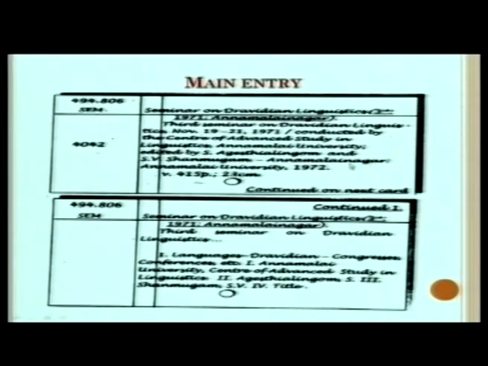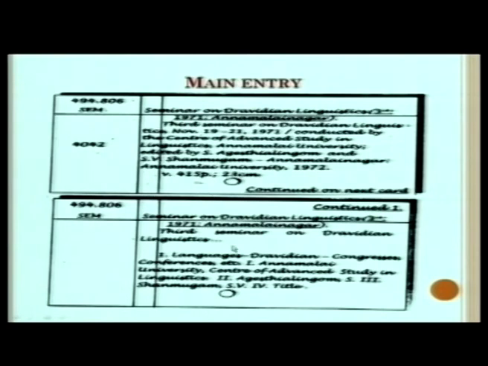Then place, publisher, year of publication. Then when it comes to this physical description, they have mentioned simply V, volume, 415 pages, and the size is 23 centimeters. So, this card is not sufficient, we are continuing with the second card.